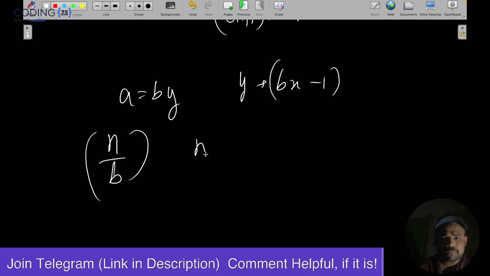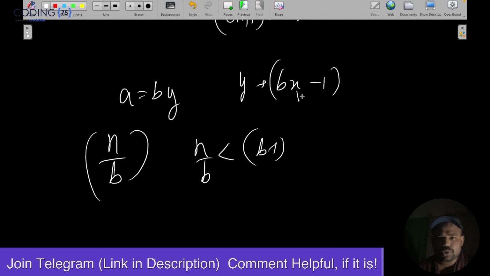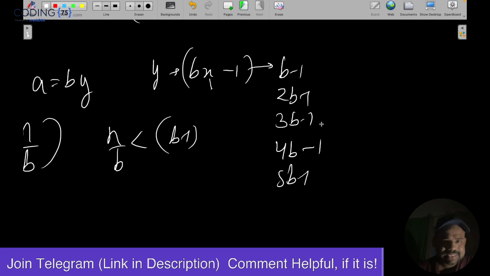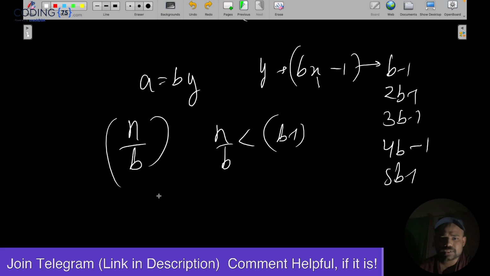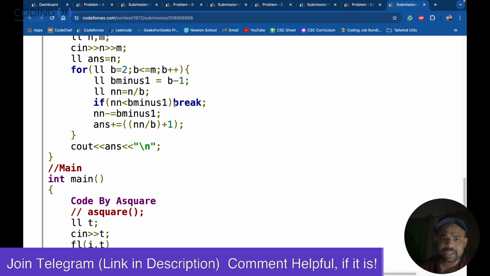Now obviously this n by b should not be less than b minus 1, because this is the first multiple of it. So what we have to do is find the multiples b minus 1, 2b minus 1, 3b minus 1, 4b minus 1, 5b minus 1, in this range from 1 to n by b. You have to find these multiples. If the value of n by b is less than b minus 1, it's not possible. So I'm simply saying break.